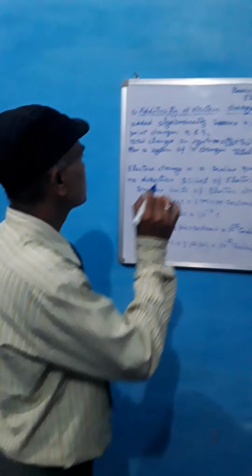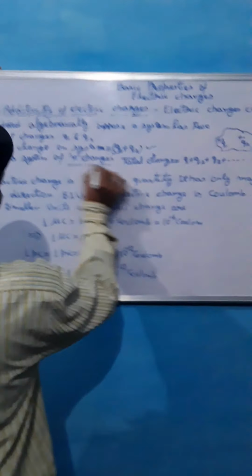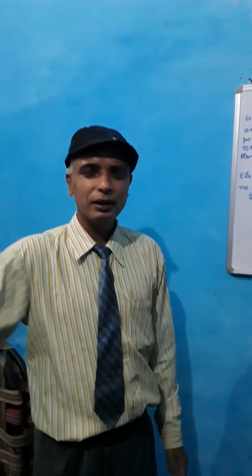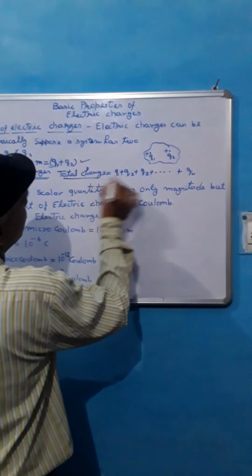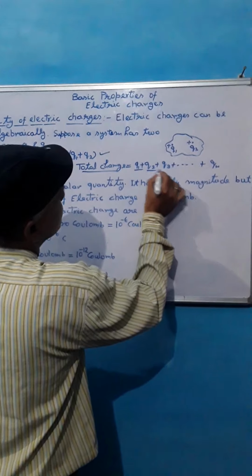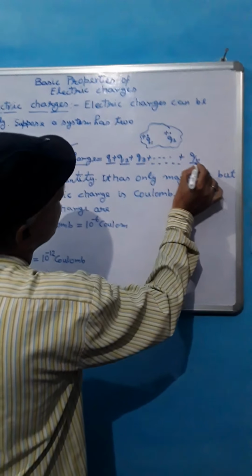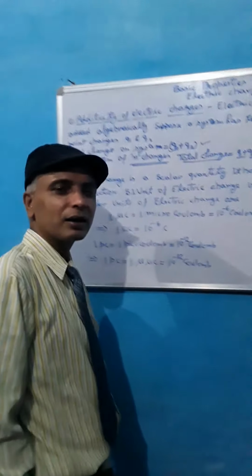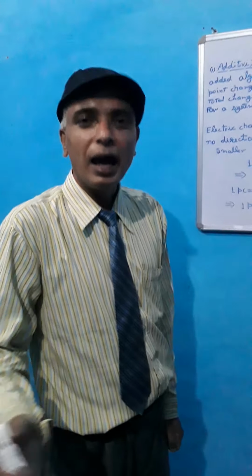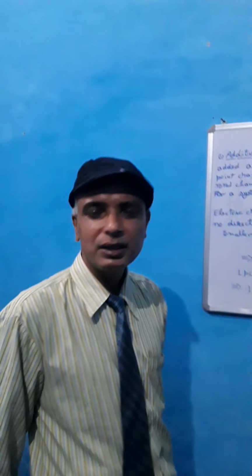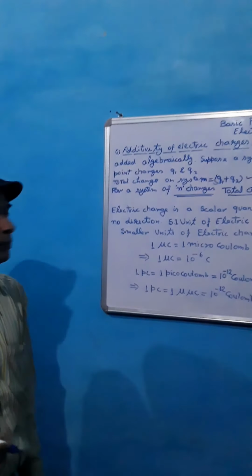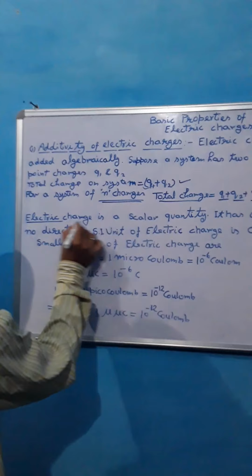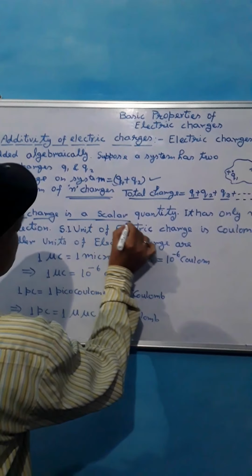Now suppose I have a system of n charges, q1, q2, q3 up to qn. Then the total charge of the system can be written as q1 plus q2 plus q3 plus up to qn. In this way electric charges can be added algebraically, and this property of electric charge is known as additivity of electric charge.